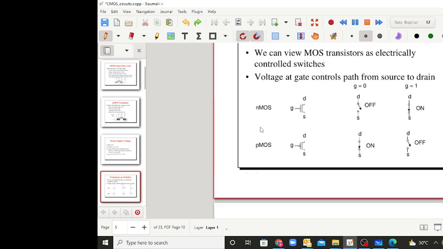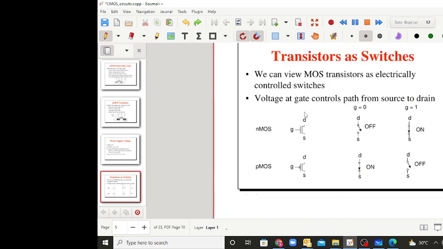Okay, so now the transistor has switches. An NMOS transistor, when the gate is 0, will be off. There will be an open circuit between the drain and source. If the gate is 1, there will be a closed circuit, that means it is on. Similarly, just the opposite for a PMOS transistor. So this slide is very, very important. You need to remember this.